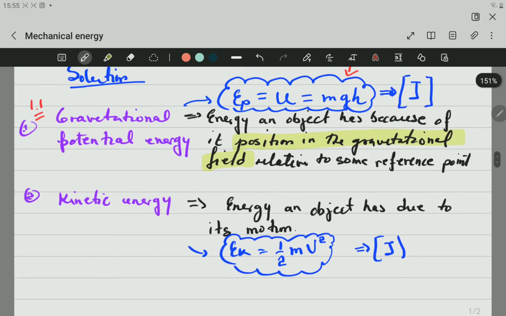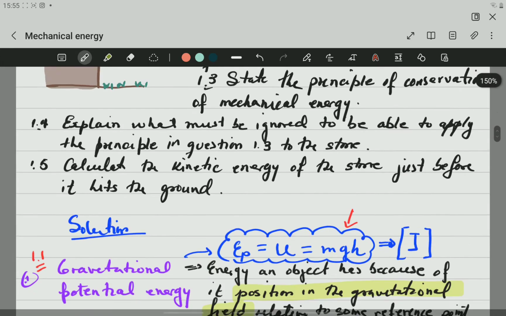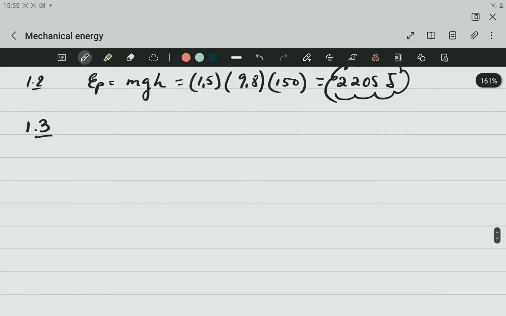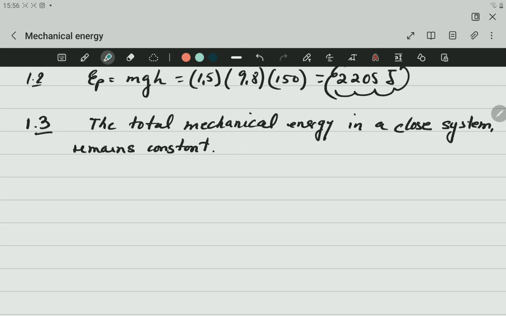1.3. Question 1.3: state the principle of conservation of mechanical energy. Okay, so now let's state it. The principle of conservation of mechanical energy states that the total mechanical energy in a closed or isolated system remains constant. Now, closed and isolated are not exactly the same, but we are not going to be looking at those terms right now. Eventually, when you are in grade 12, we can look in more detail at the different types of systems. So the total mechanical energy in a closed system remains constant.